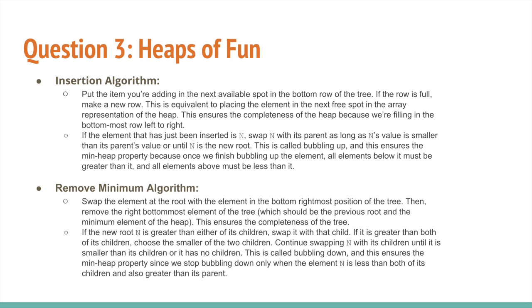To delete the minimum node in a heap, which will always be the root, you swap the root with the bottom rightmost position of the tree. Delete the bottom node and bubble down the root until the min heap property is satisfied.